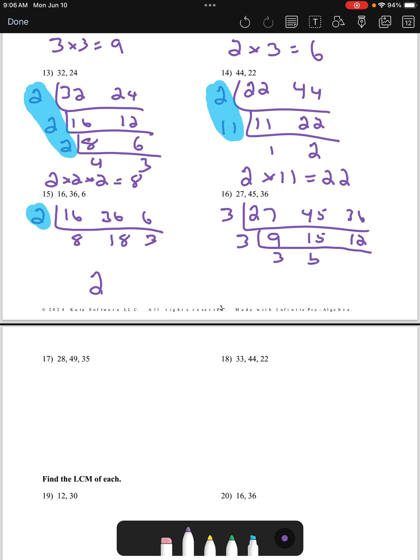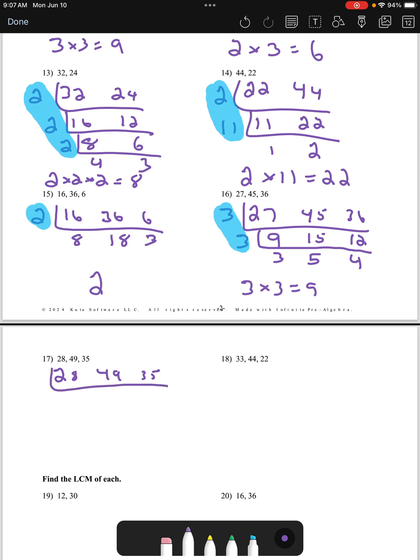Will these divide by 3? Yes. 9 divided by 3 is 3. 15 divided by 3 is 5. And 12 divided by 3 is 4. I have multiple prime numbers in my bottom list. They will not all divide by 3, so we're done. Grab my two guys off the left side. 3 times 3 tells me the GCF is 9.